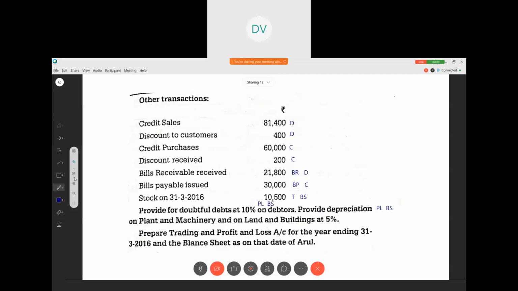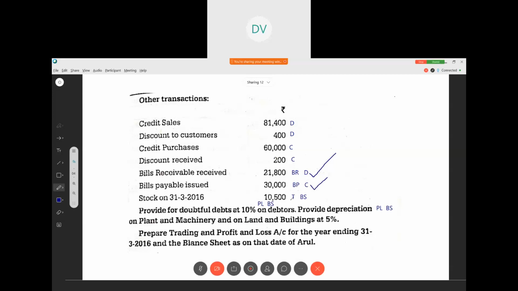the next other transactions are given. So credit sales appear in the debtors account. Discount to customers, debtors. Credit purchases, creditors. Discount received, creditors. Bills receivable received. So bills receivable received, that means what? We are receiving the bills receivable from the debtors, so it will appear in both the accounts, bills receivable as well as debtors. Bills payable issued, so it will appear in both the accounts, bills payable and creditors. So this is special about these things.